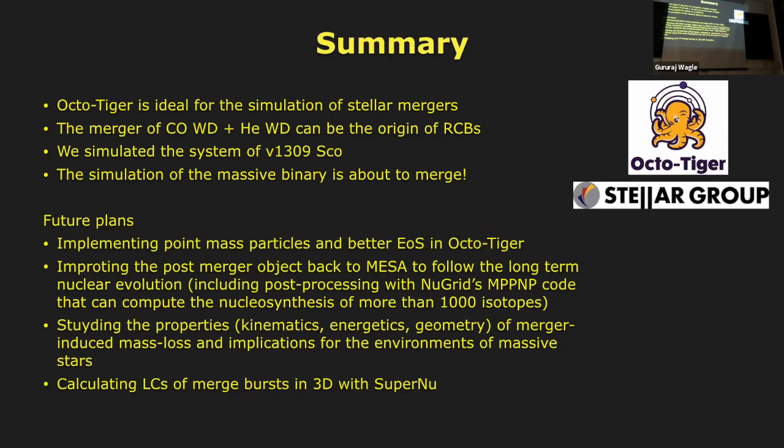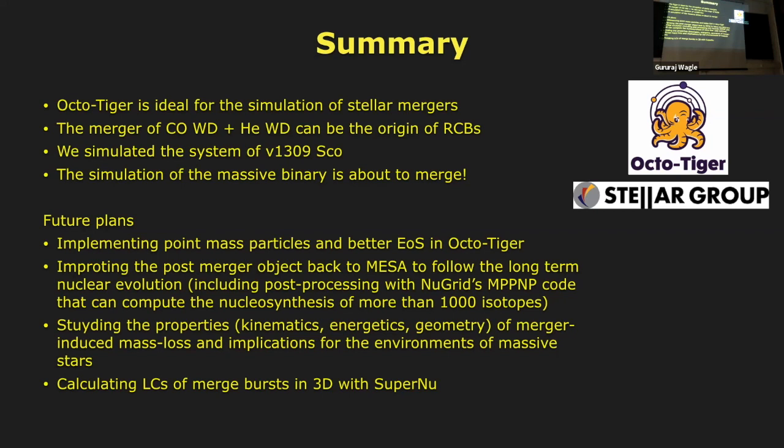Our future plans: as I said, we want to implement point mass particles into our Tiger. And we want to include a better equation of state that takes recombination processes into account, like the one in MESA. The next thing that we want to do is to take the post-merger object, like the massive merger, and import it back to MESA for a long nuclear evolution. And then we can do post-processing also with the new MPPN code. We can track the nucleosynthesis for a longer term, and with an extended chain of more than 1,000 isotopes.